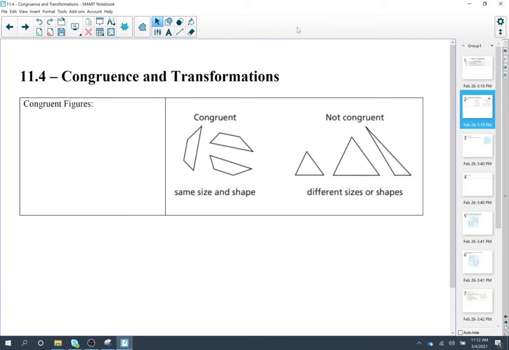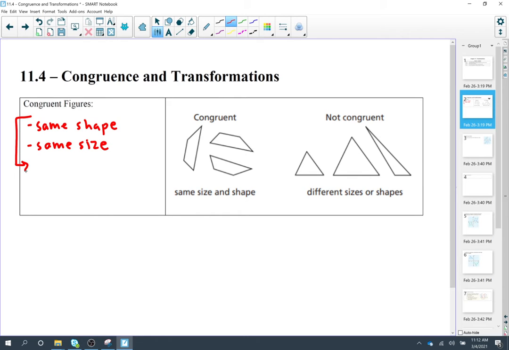11.4, Congruence Transformations. Now, congruent figures are figures that have the same shape and the same size. So what this means in terms of transformations is that they can be mapped onto one another using transformations. And we will look at that a little bit more here to come.